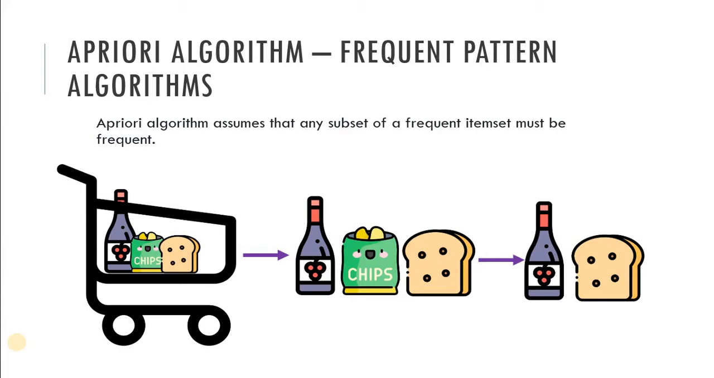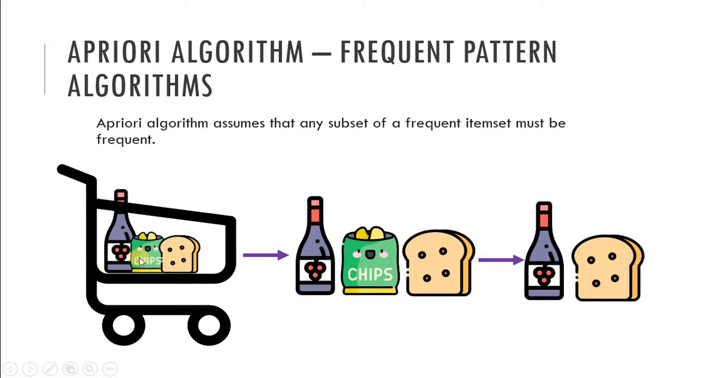In today's lecture we are going to learn about an algorithm for frequent pattern finding, and that algorithm is the Apriori algorithm. The Apriori algorithm assumes that any subset of a frequent item set must be frequent. So that is the basic concept.